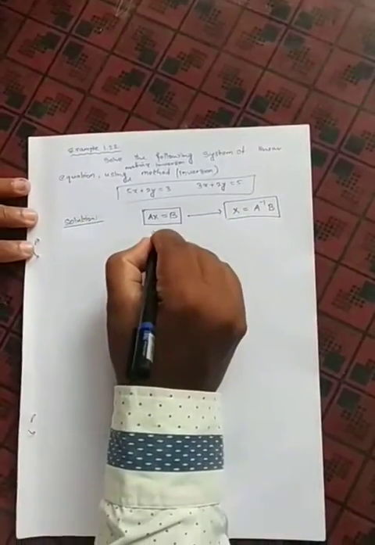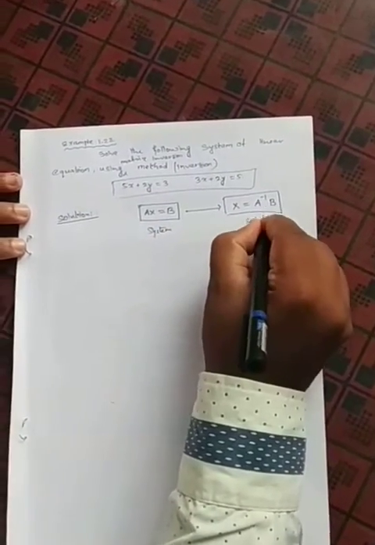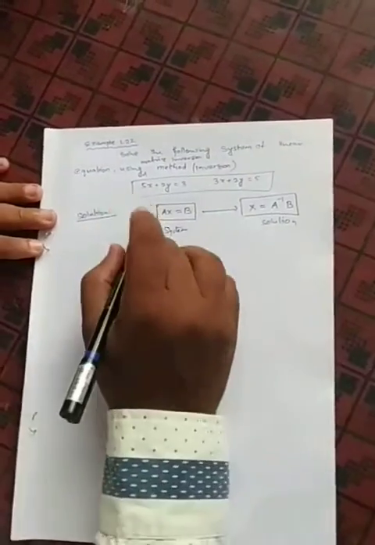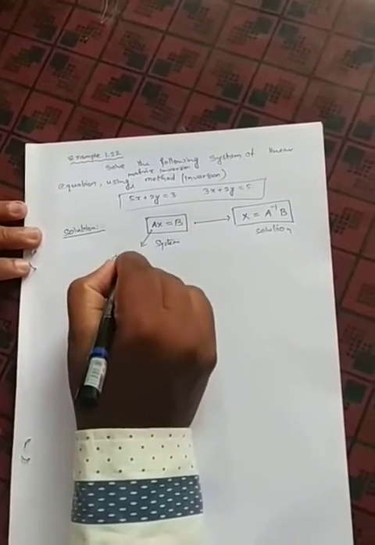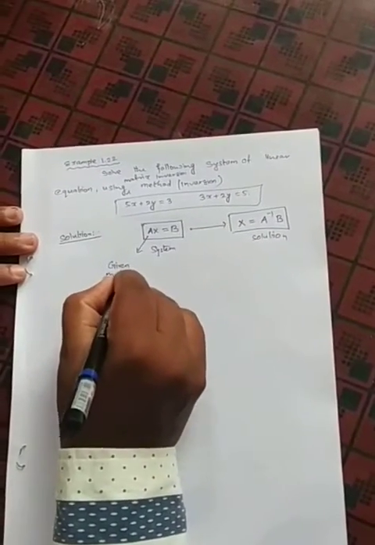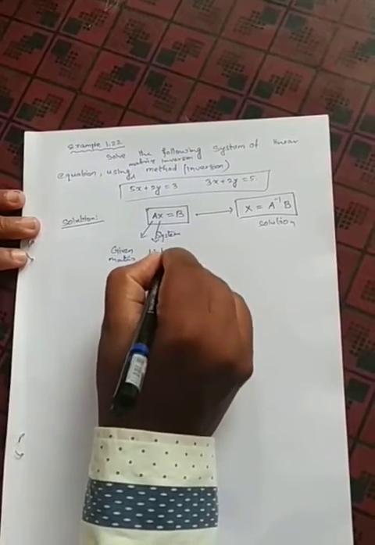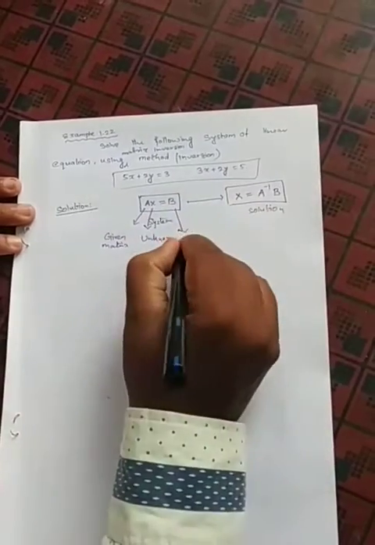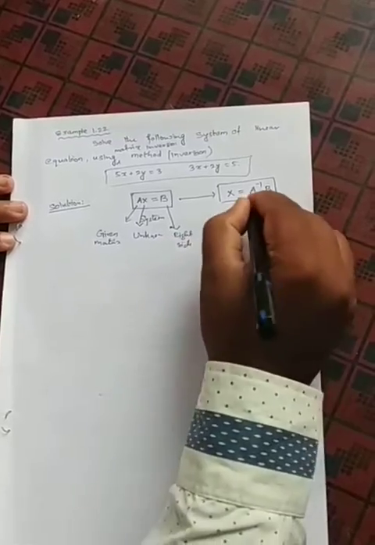For this system, this is the solution. This is the matrix inversion method we can say. What is this Ax? A is the given matrix. B is the right side that we are getting. And x, the unknown, is the solution that will come.